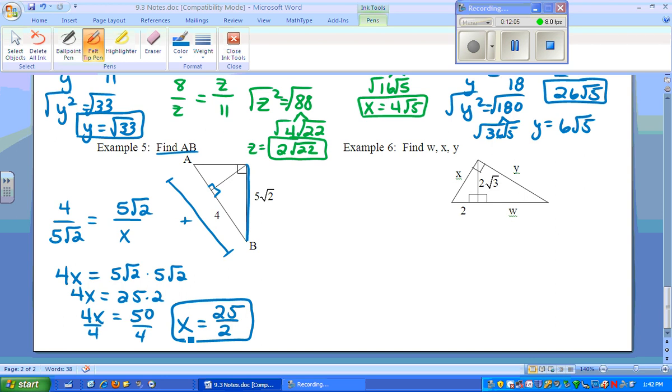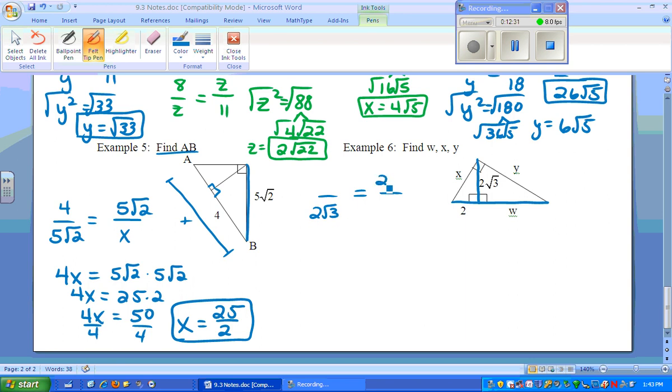Last but not least, hope you're staying with me. We're heading home. So once again, we look at this. Here's the hypotenuse. So that can't be the shared side. So my shared sides are the 2 root 3, the x, and the y. Okay. Well, the 2 root 3, we have to start and find w, because the 2 root 3 is the shared side that we have. So let's start with finding w.